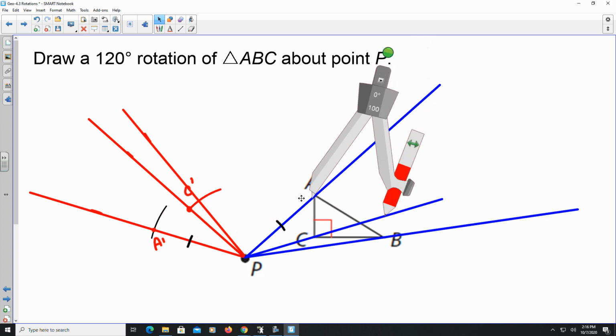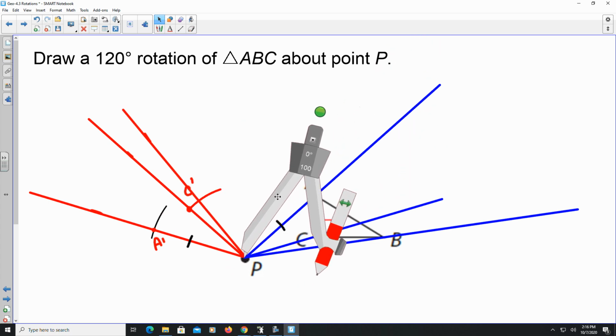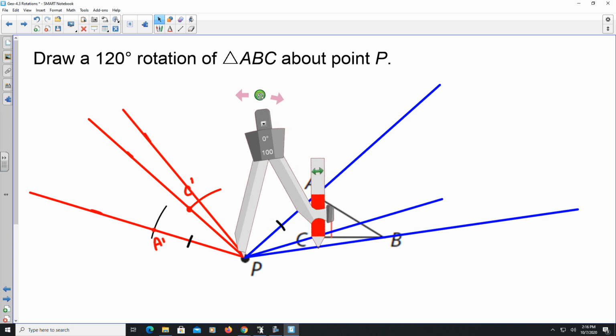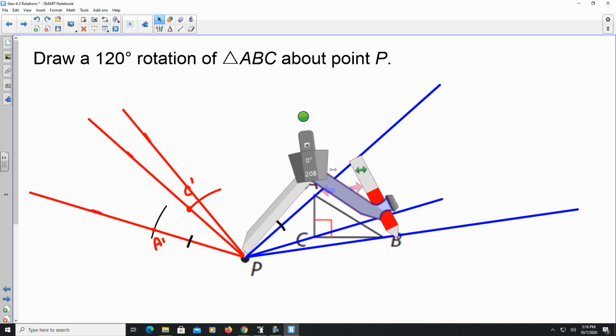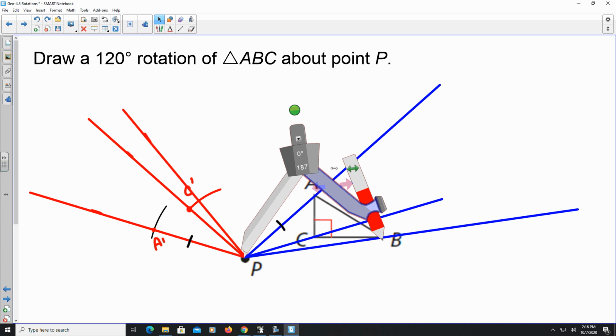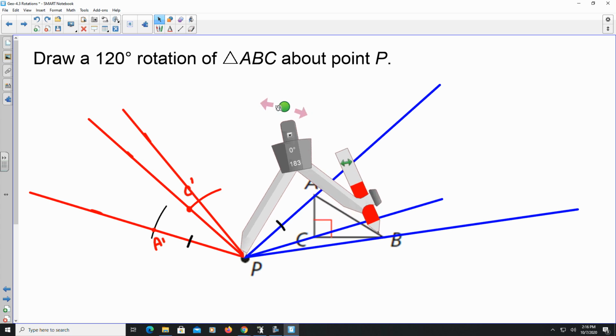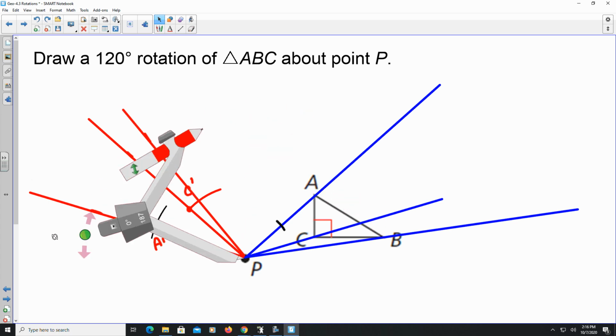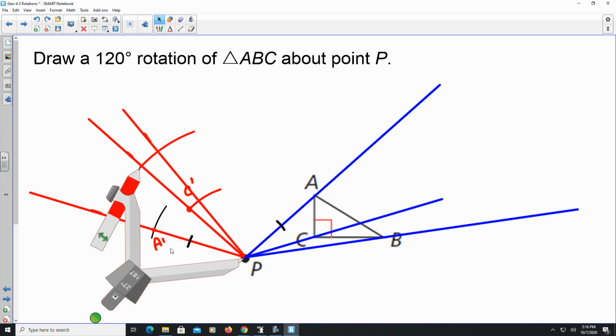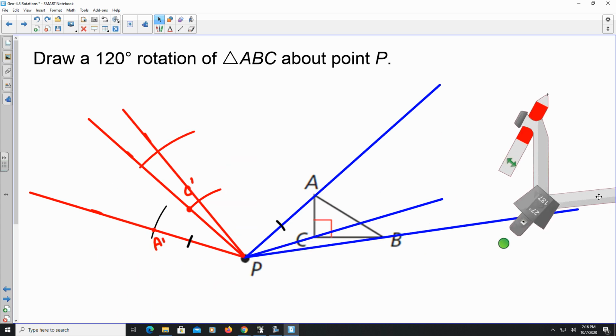And then finally, I'll take my compass, again, sharpen at point P. We're going to extend, oops, we're going to extend this to point B. Let's try to move this just a little bit over. That looks pretty good. And now I'll strike my mark here, and this is where B prime is located.